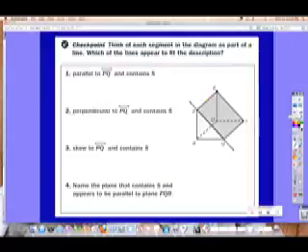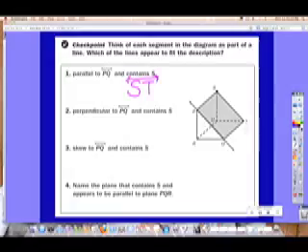Guys, shout it out. Parallel to PQ and contains S. What did you put? ST. Nicely done. Okay, next one. Perpendicular to PQ and contains S. What did you put? PS. What if you put SP? Would that be okay? Yeah, that's totally okay.